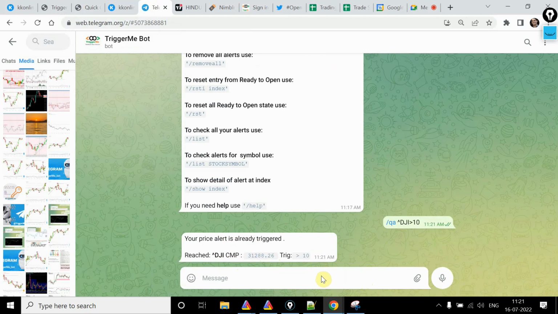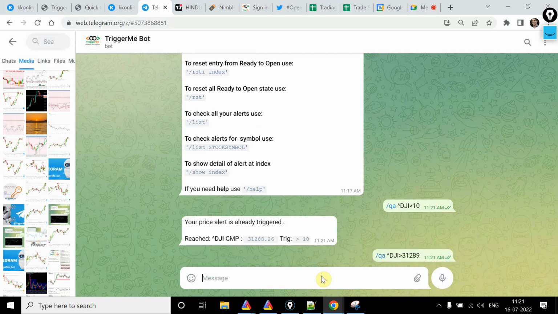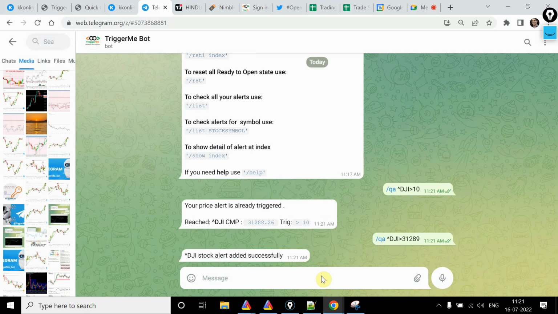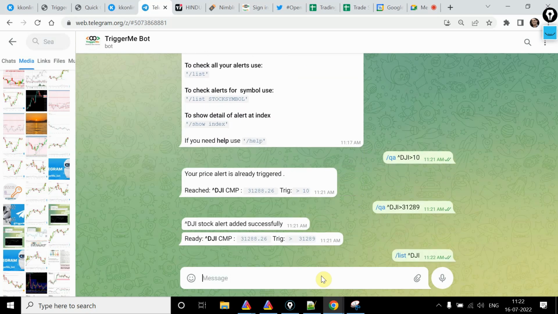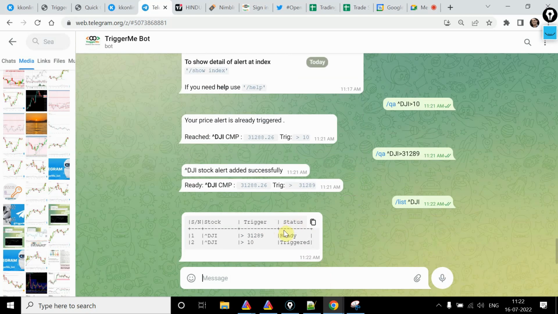But if I want to set this level, what I would do is write quick add DJI greater than 31289, right? I put this value. What would actually happen? You would see some messages over here which would be interesting. First thing is that it has added this, right? And if you list, it will show this is what it has added, right? So this has already triggered.